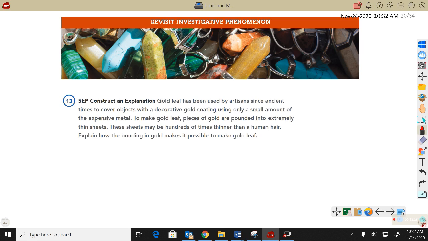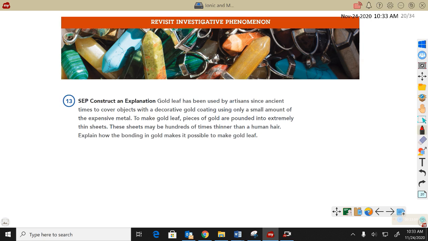And so finally, question 13 talks about gold and gold leaf, which, if you've taken art and metals, I think they have some of this downstairs. It's super crazy thin, even thinner than tissue paper, crazy thin pieces of gold. The question here is asking how the bonding in gold makes it possible to make gold leaf, which is insanely thin, fractions of tissue paper even.